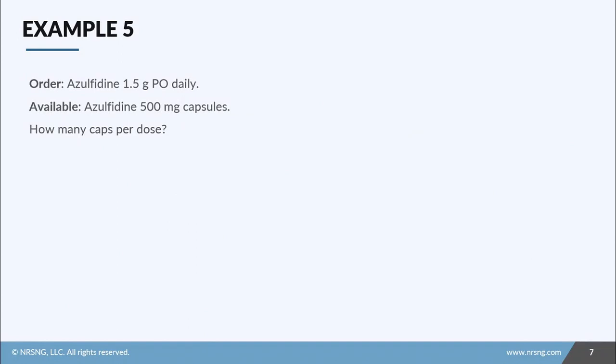Let's do one more. Azulfidine 1.5 grams PO daily. Available is 500 milligram capsules. How many caps per dose? So again, identify, convert, solve, and verify. Identify, we're looking for capsules per dose. We've got grams here, we've got milligrams here. All right, so we're kind of aware something's going on.